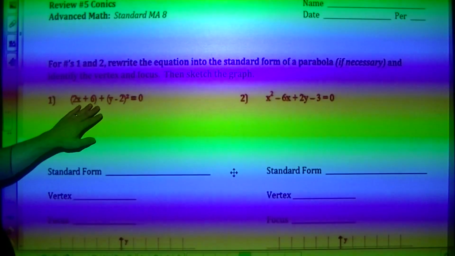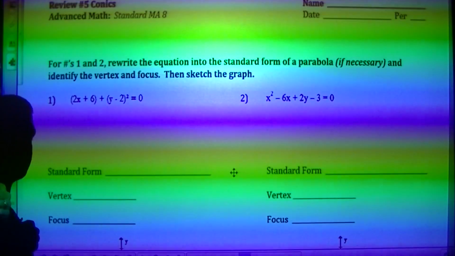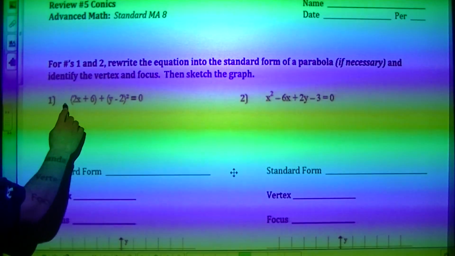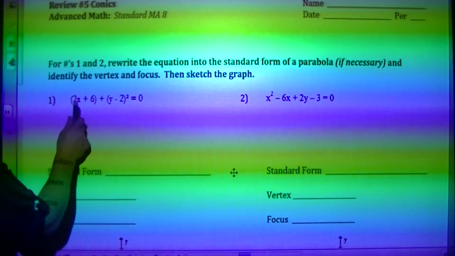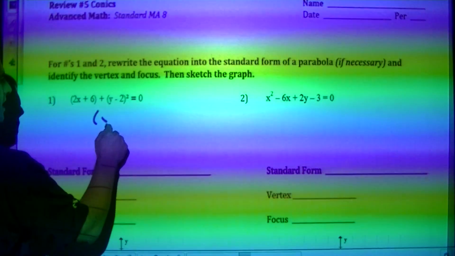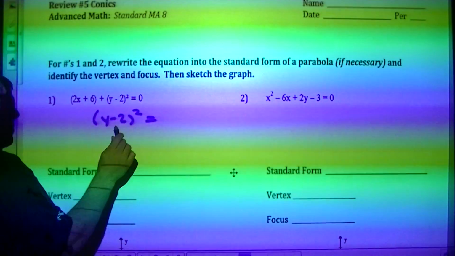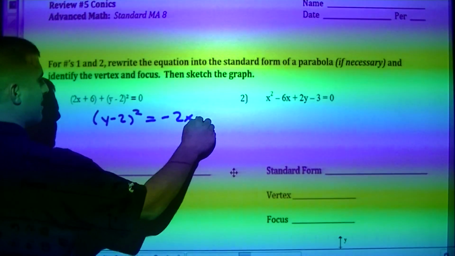All right, for a problem like this, we have to get the equation in standard form, identify the vertex, focus, and sketch a graph. Don't worry about these parentheses here. The only ones that matter are the ones with the squared. So if you want to, you can move these to the other side. So it's going to be (y - 2) squared equals, now all these are doing is changing sign, -2x - 6.